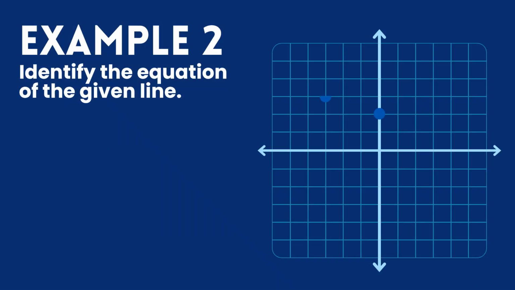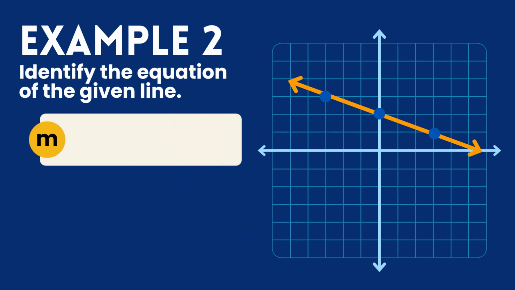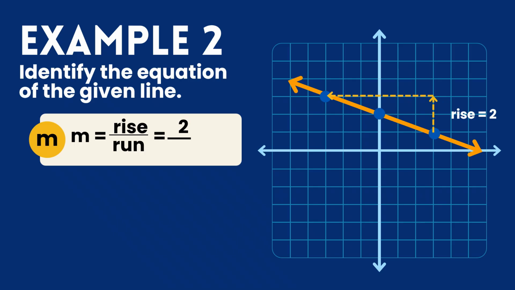Example 2, identify the equation of the line. Let's find the equation step by step. First, find the slope. From the 2 points on the graph, rise is equal to 2 units up and the run is equal to 6 units to the left. So run is equal to negative 6. Then let's simplify. Our slope is equal to negative 1/3.